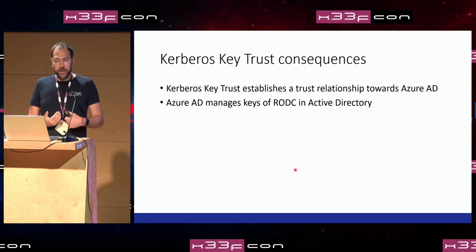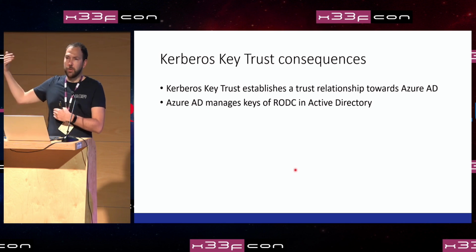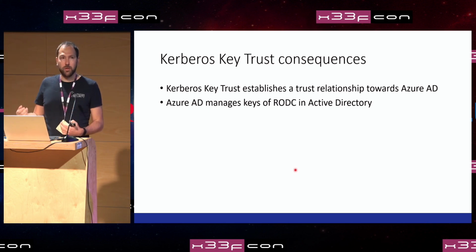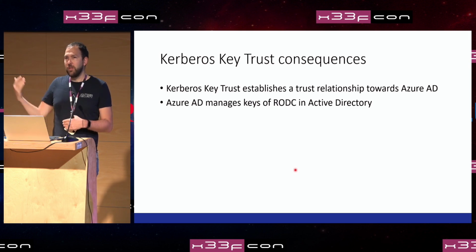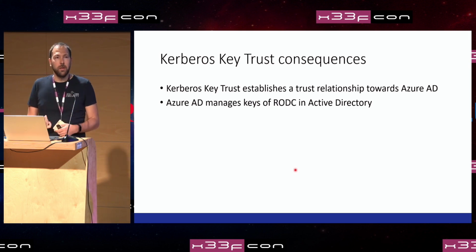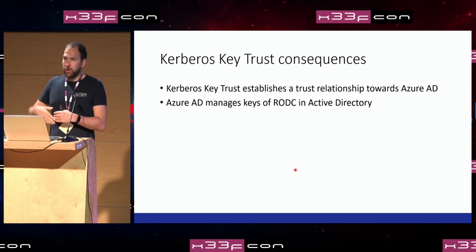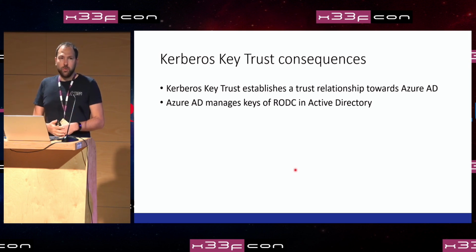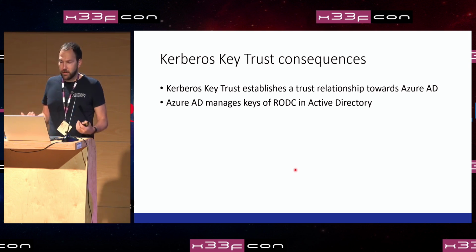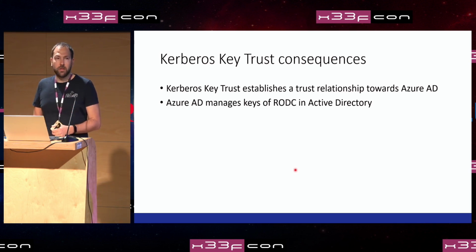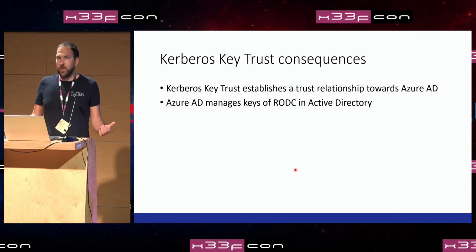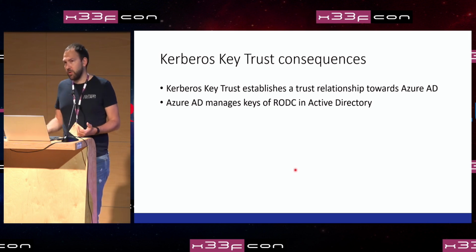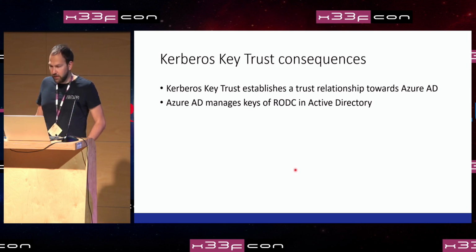But this establishes a trust relationship from the on-prem domain towards Azure AD. Usually it's the other way around, because the on-prem domain pushes information into Azure AD, but in this way, the on-prem Active Directory trusts Azure AD to do the authentication and to provide Kerberos tickets, and Azure AD manages the keys of this read-only domain controller that's stored in Active Directory. So Azure AD has some highly privileged credentials that could grant control over your Active Directory, basically.